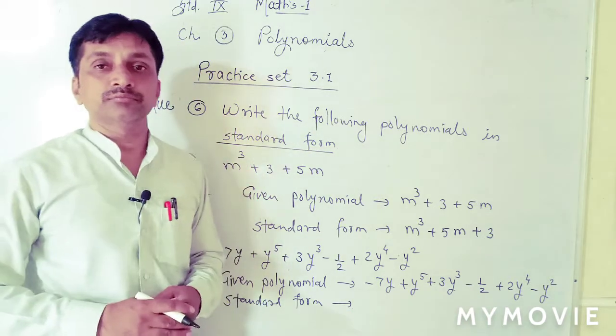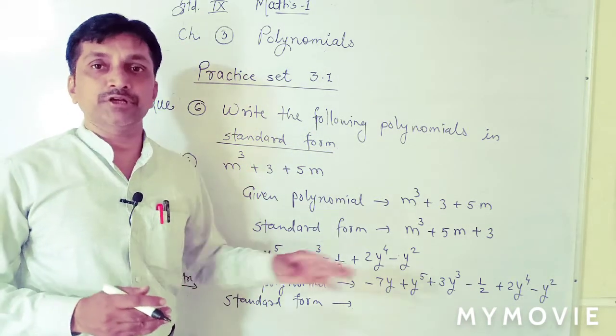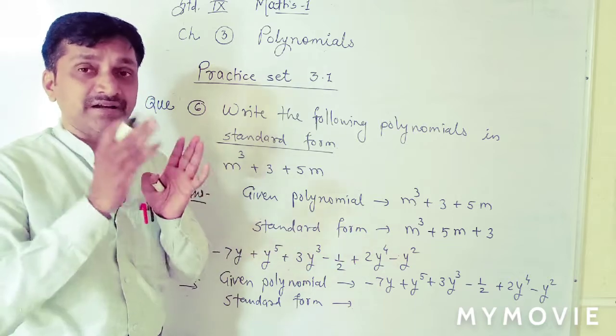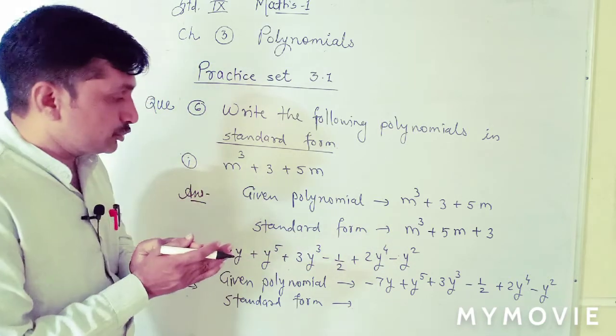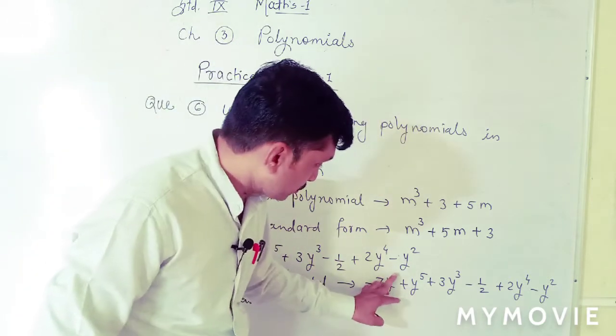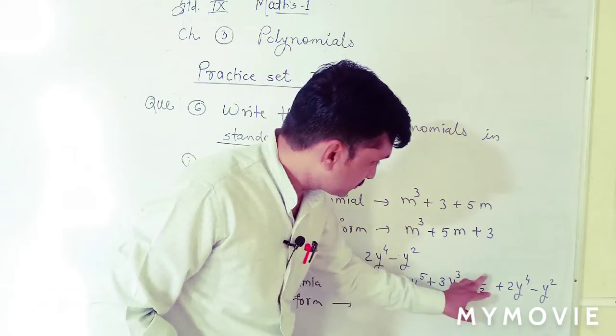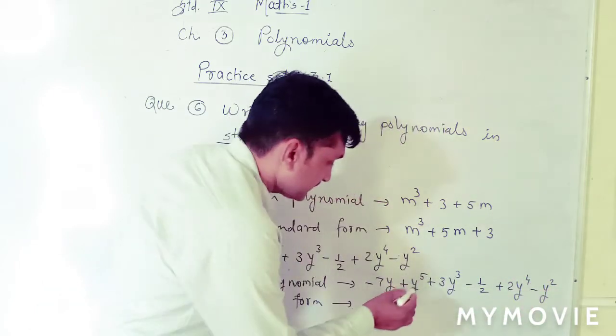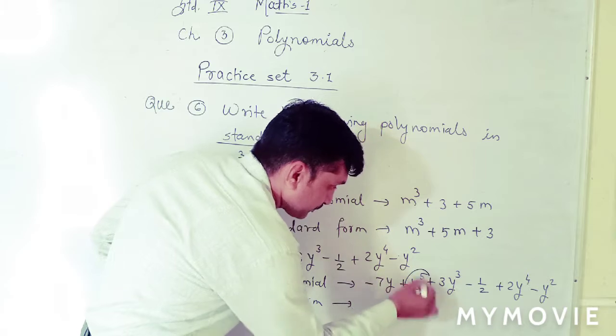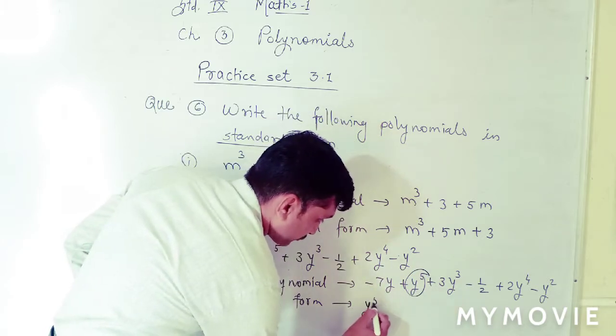In standard form, arrange their powers. First see what the highest power is, meaning the degree. You write down the degree first, the highest power. 1, 5, 3, 0, 4, 2. The highest is y raised to 5. Then write that down first, y raised to 5.